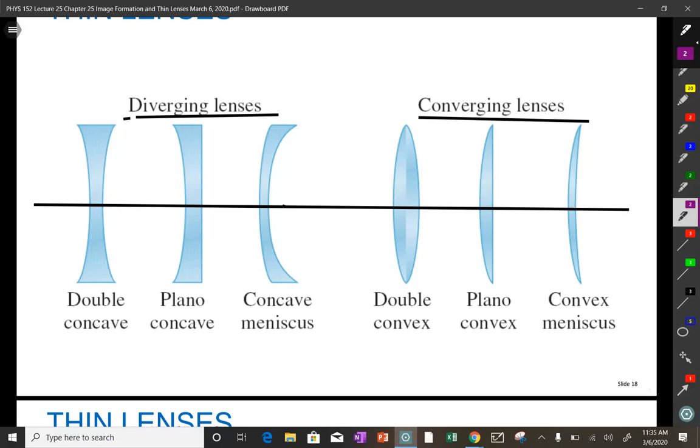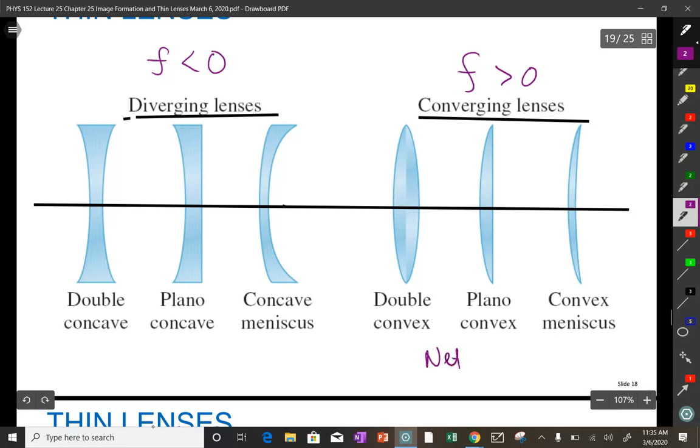So in this diagram, the diverging lenses all have F negative. The converging all have F positive. What's the difference in those? Well, fundamentally, the difference is these have a net convex nature. These have a net concave nature.